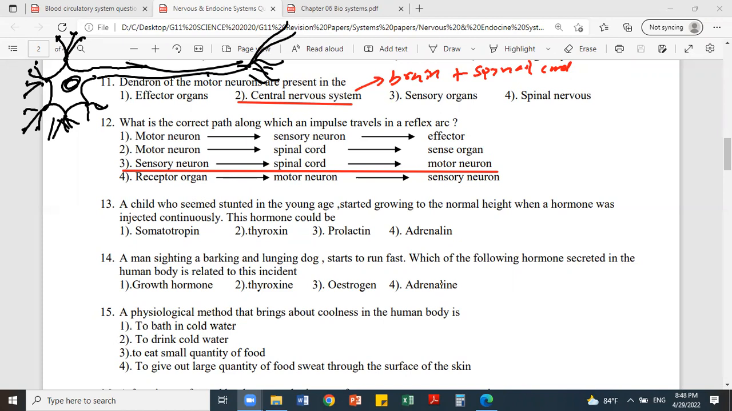Can you all please write here? Somatotrophin is also used for the growth hormone. Beside somatotrophin you must write GH or growth hormone. GH or growth hormone is also known as somatotrophin. Question number 14.